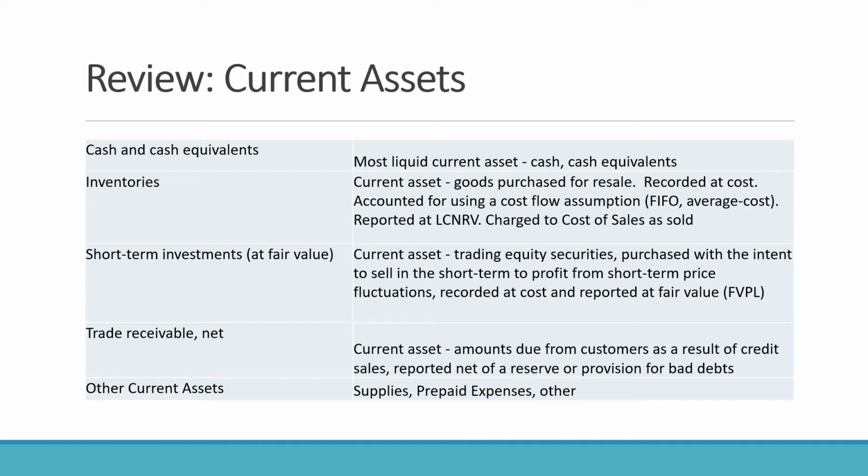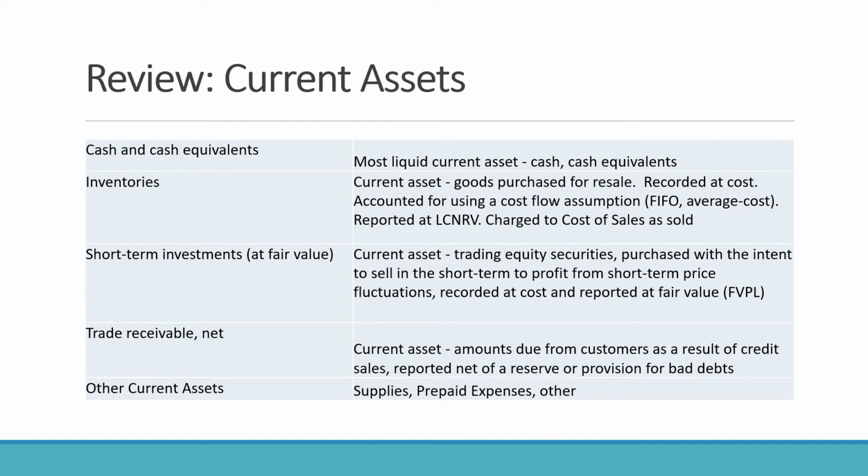So when it is identified as FVPL, that tells you that the unrealized holding gain or loss is going to be reported on your income statement, as opposed to FVOCI, which tells you that the unrealized holding gain or loss is going to be reported in other comprehensive income. All right, so for these short-term trading equity securities, they are fair value through profit and loss, or FVPL.